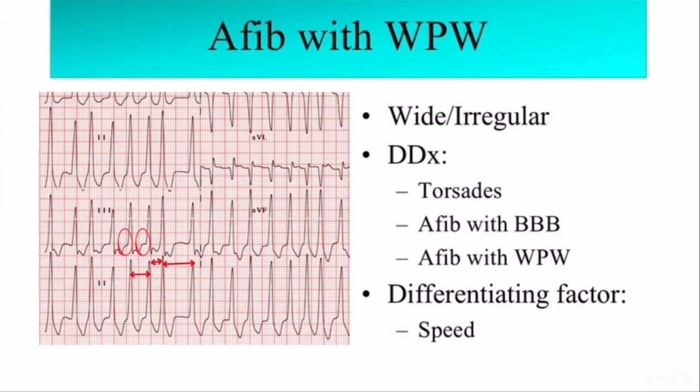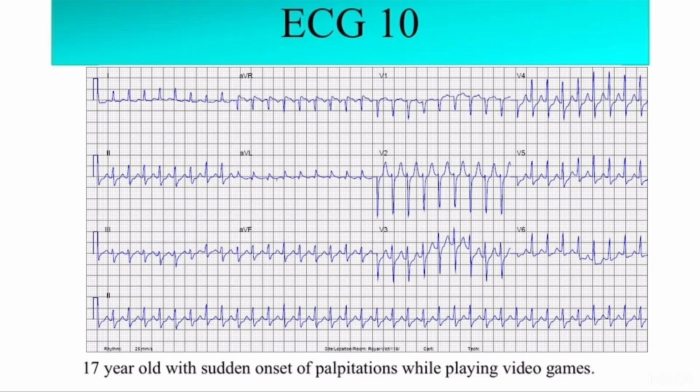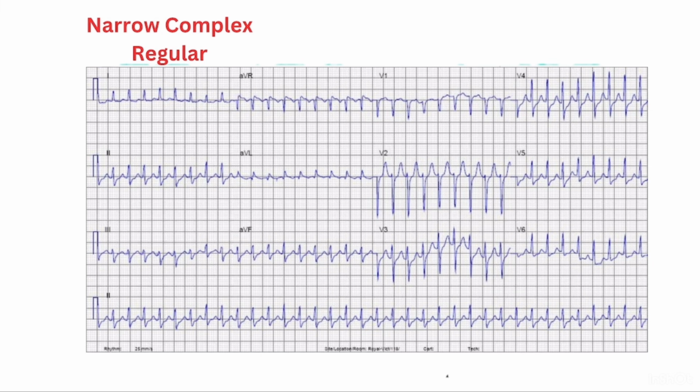Case 10, 17-year-old male with palpitations while gaming. This is a narrow complex tachycardia, QRS less than 120 milliseconds. The rhythm is regular. Take 5 seconds. Gaming and tachycardia, it's a thing. Good luck finding any P waves.